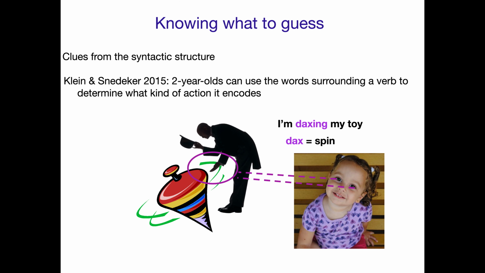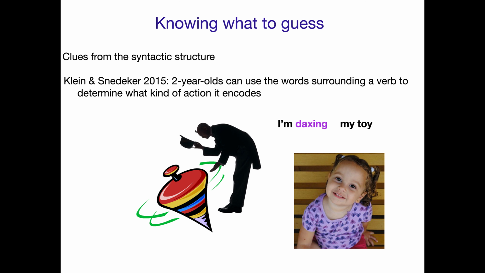2-year-olds in general can use the words surrounding a verb a lot of the time to determine what kind of action it encodes. So you say, I'm daxing my toy. This is a verby type frame. So you look at this and they're like, oh, there's a fellow and he's sort of bowing down and there's a spinning top, and you say, I'm daxing my toy. Well, he must be the one spinning it. You're talking about the motion of spinning. I'm spinning my toy. That frame corresponds to this part of the action, as opposed to him bowing.